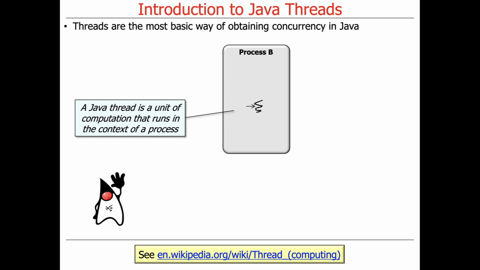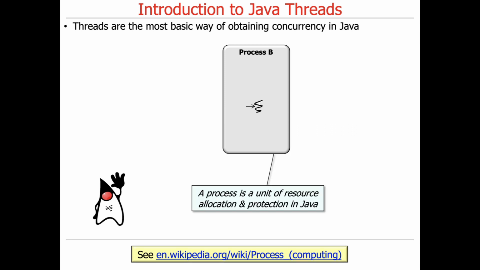And I think I described this earlier, but this is something that undoubtedly will show up on the quiz, so it's important to remember this. So you can see here we have a process, which is this little gray rectangle, and in this particular example, we have one thread running inside of it. As I mentioned earlier, a process is a unit of resource allocation, management, and protection in Java.